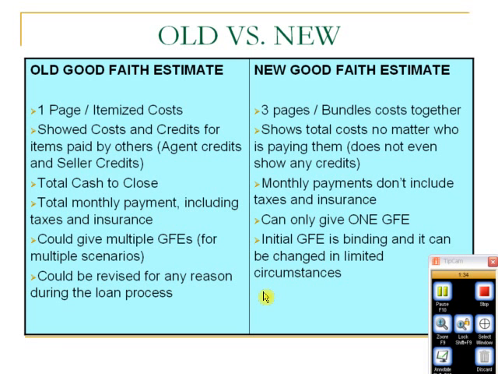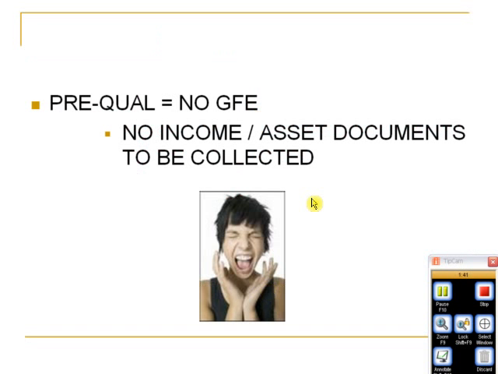Nowadays, the new initial good faith estimate is binding, and it can be changed only in very limited circumstances. A good faith estimate will no longer be done when the pre-qualification is being done, because the initial good faith estimate is binding, meaning the loan originator is bound by those numbers and those terms. Too many risks for the loan originator to take because too many things are just not known yet. So when a pre-qualification is being done, that will equal no good faith estimate.